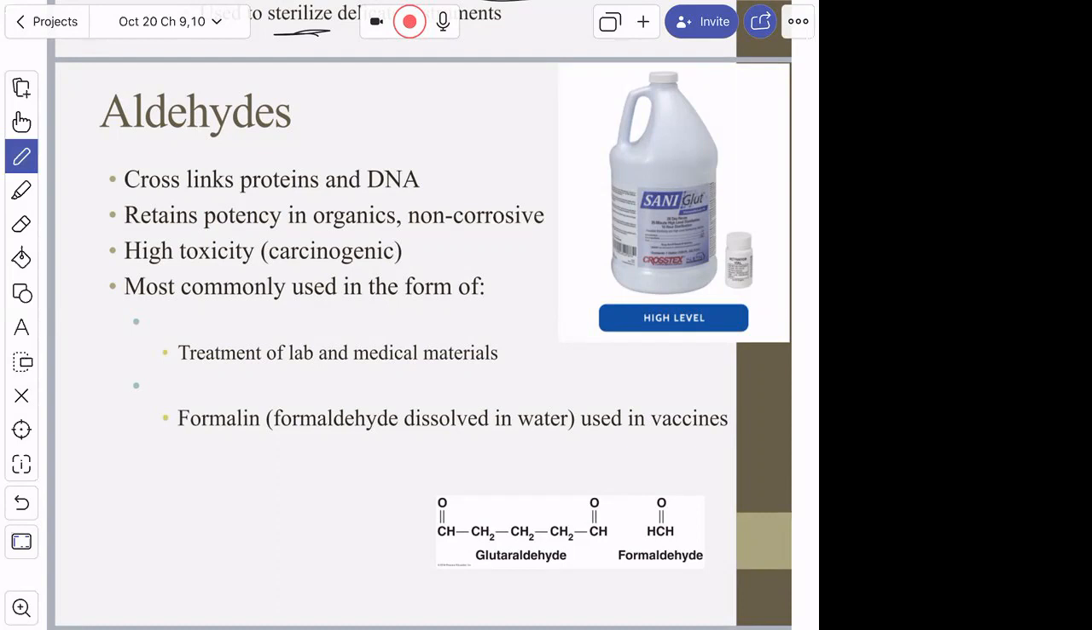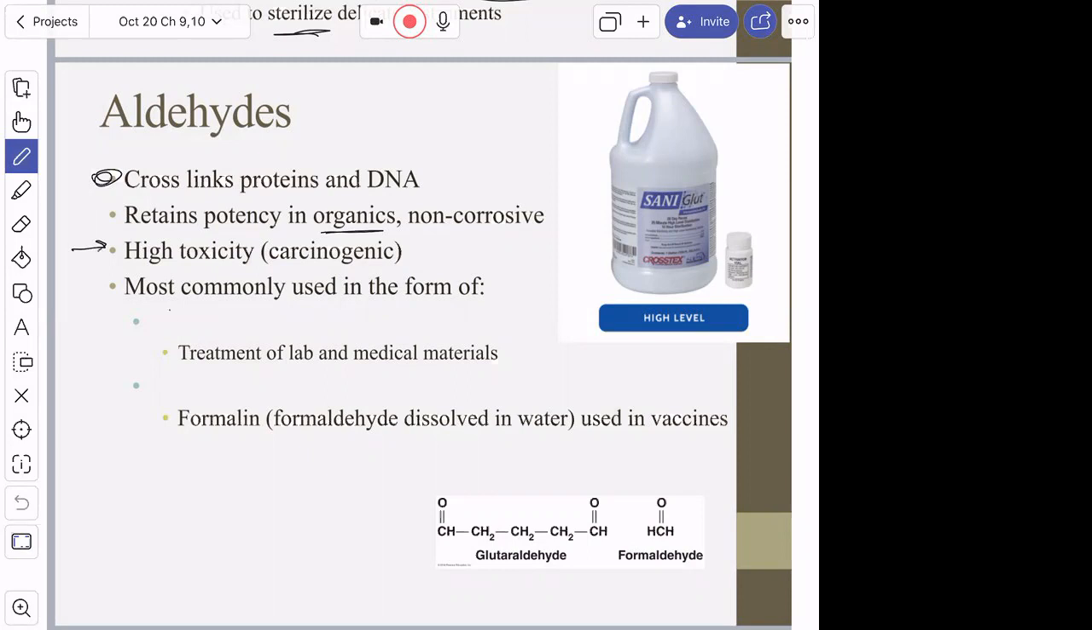They cross-link proteins and DNA, so doing a lot of cellular damage. Another good thing about them is that you can use it in the presence of organics, and they're not going to be corrosive to delicate medical equipment. Huge drawback is their toxicity. They're even in some forms considered carcinogenic. So that's really going to limit their use.